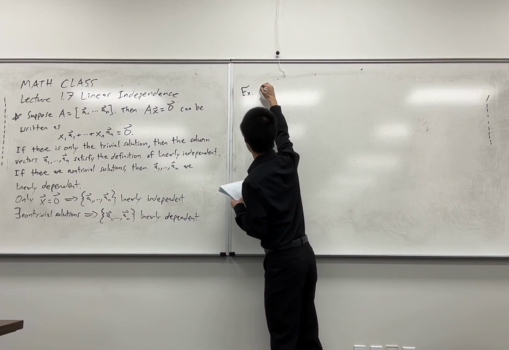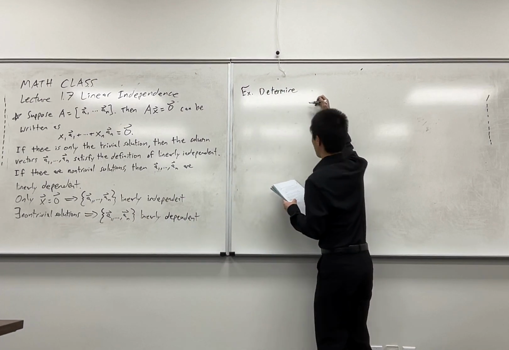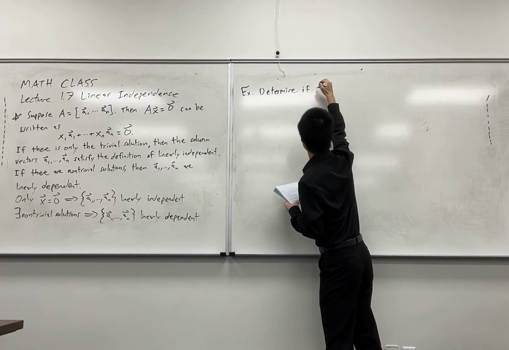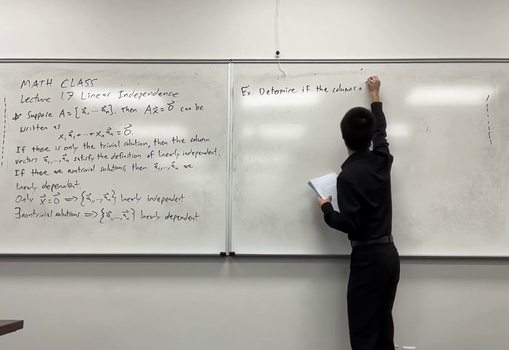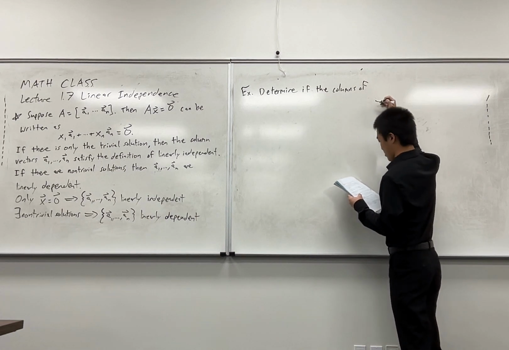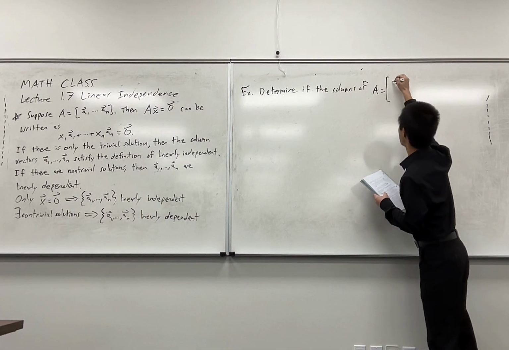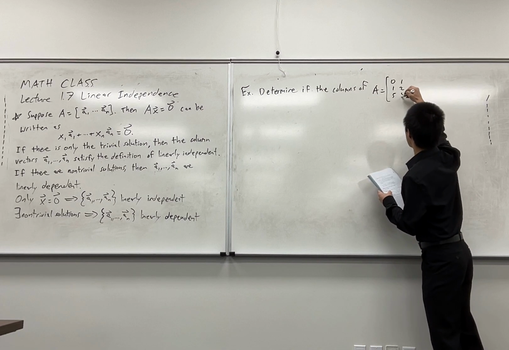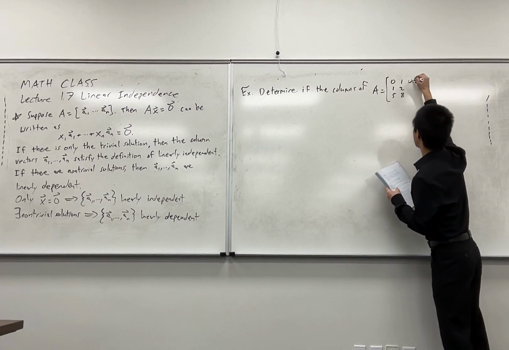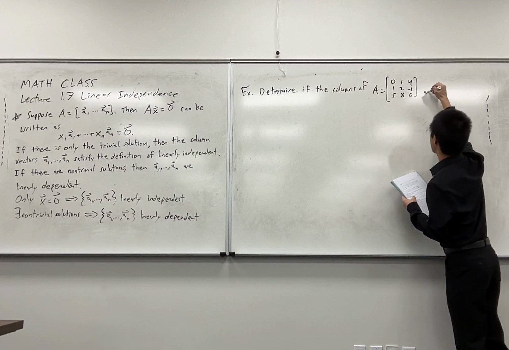We're going to determine if the columns of this matrix A, which is 0, 1, 5, 1, 2, 8, and 4, minus 1, 0, are linearly independent.